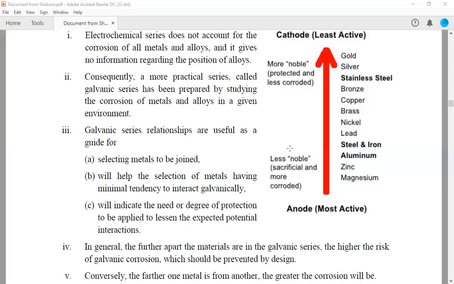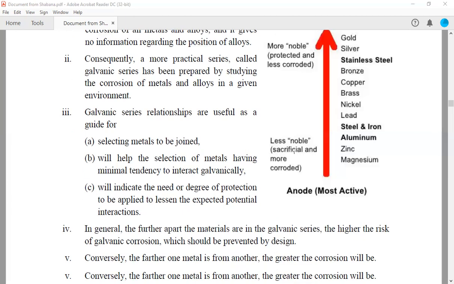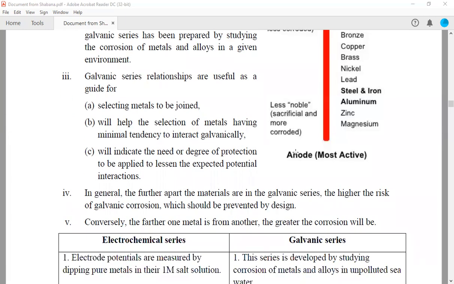In general, the further apart the materials are in the galvanic series, the higher the risk of galvanic corrosion, which should be prevented by the design. Consequently, the farther one metal is from the other, the greater the corrosion will be.